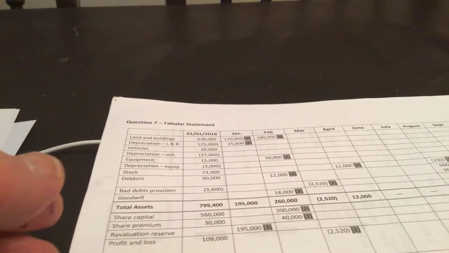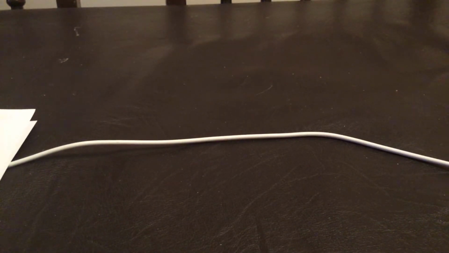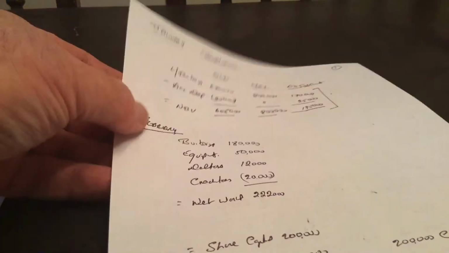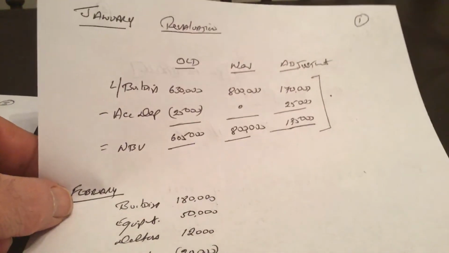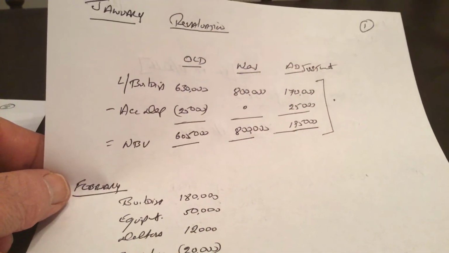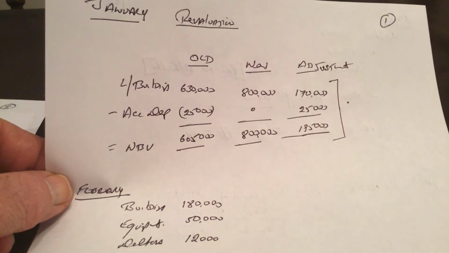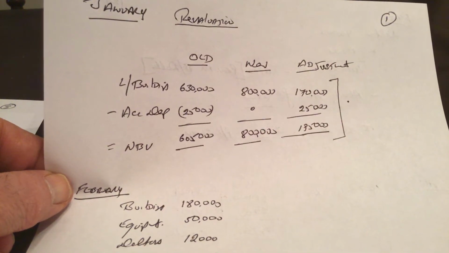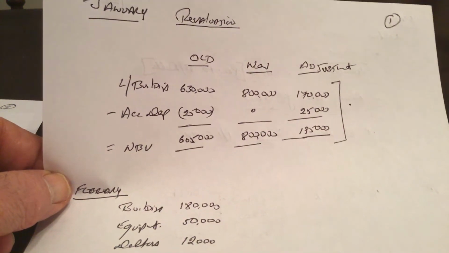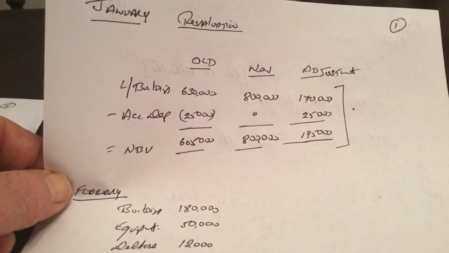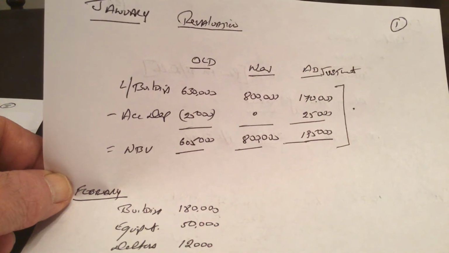The reason they give you the land element is that later on in the question, we have to do depreciation, and you don't depreciate land. So the first adjustment is to look at the old situation at the 1st of the 1st in January. Land and buildings were 630,000. The accumulated depreciation was 25,000. That gave you a net book value of 605,000.